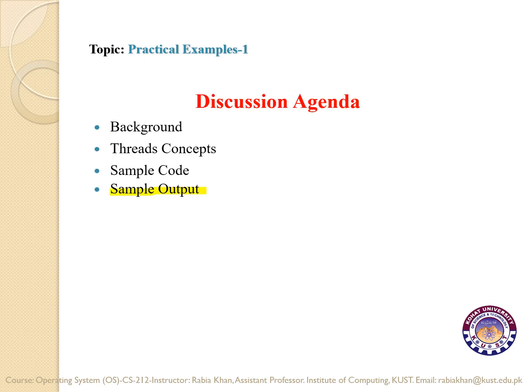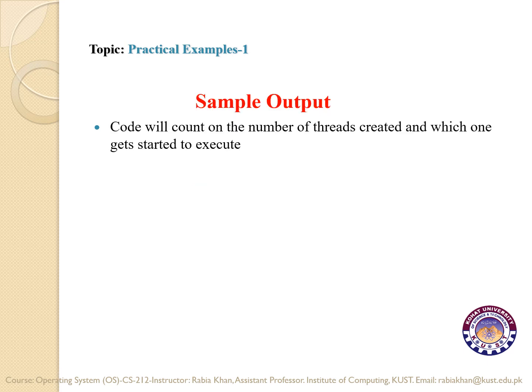Now, what will be the output of this sample code? Once you execute the code as provided to you in the Word document, it will count the number of threads created, and also it will display which thread gets started to execute at what time. You will notice the sequence of threads execution.